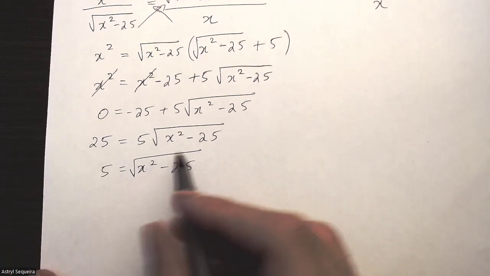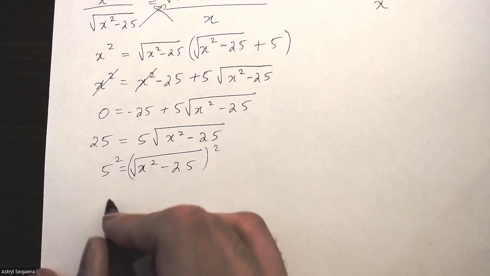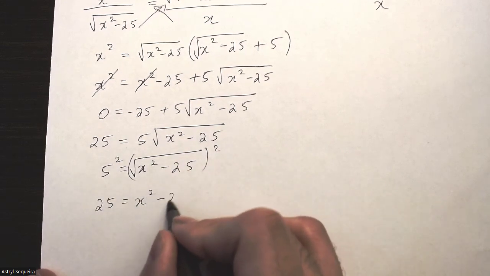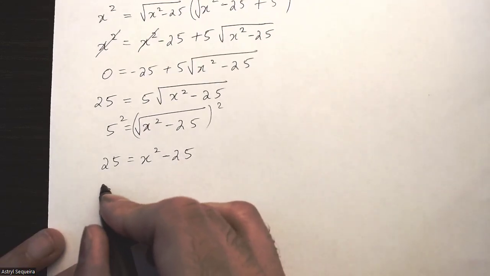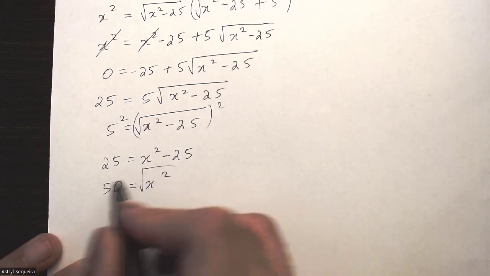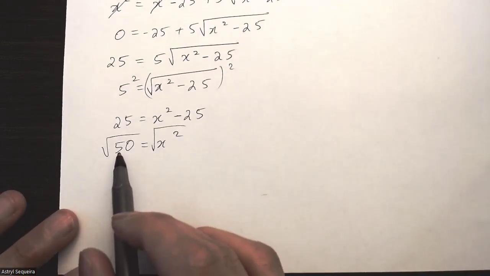Then to get rid of the square root, I'm going to square both sides. So 5 squared is just 25 equals x squared minus 25. I'll move this to the other side, so this becomes 50 equals x squared. Now I'll square root both sides. Remember, when you square root, you'll have a plus or minus.